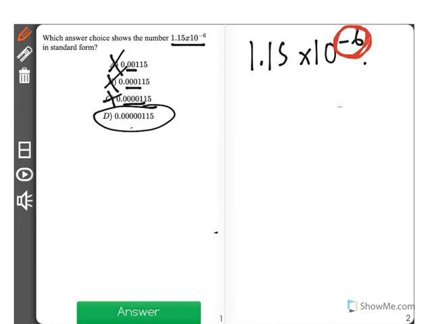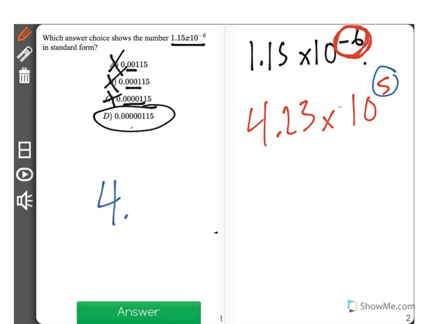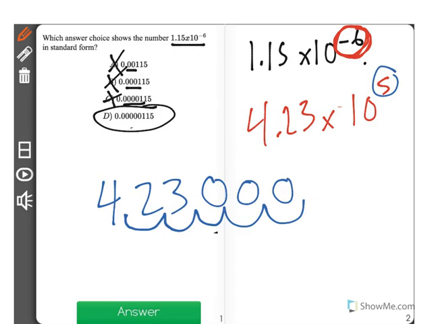Now let's say you have something in the opposite direction. Maybe you have 4.23 times 10 to the 5th. Notice how we have a positive exponent. That means that the number is actually much larger than 4.23. And instead of moving the decimal in a negative direction, we move it in a positive direction 5 times. 3, 4, 5. These places become 0, and the decimal point is now here.